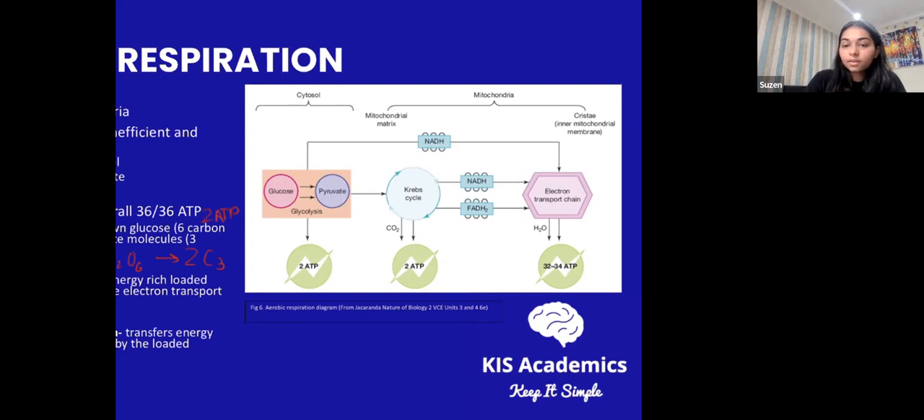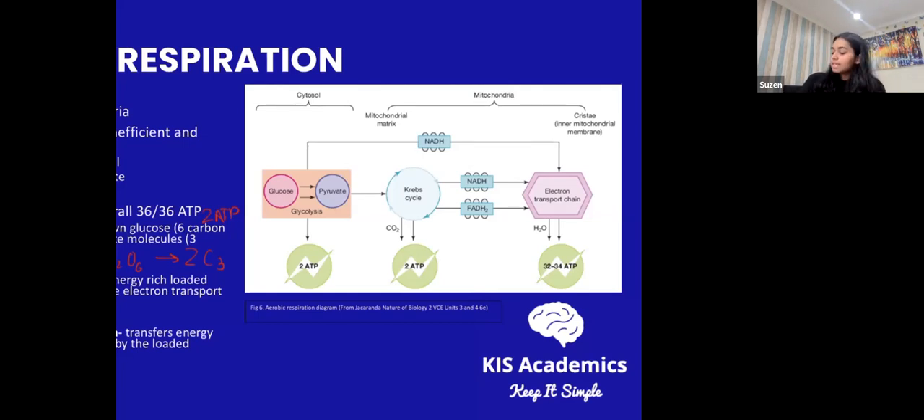Okay, Krebs cycle, on the other hand, pretty much produces energy-rich loaded coenzymes for use in the electron transport chain. So it also produces 2 ATP. And lastly, electron transport chain, it's the most important one to produce the most ATP. And it transfers energy from all the electron suppliers to the loaded coenzymes to make ATP.